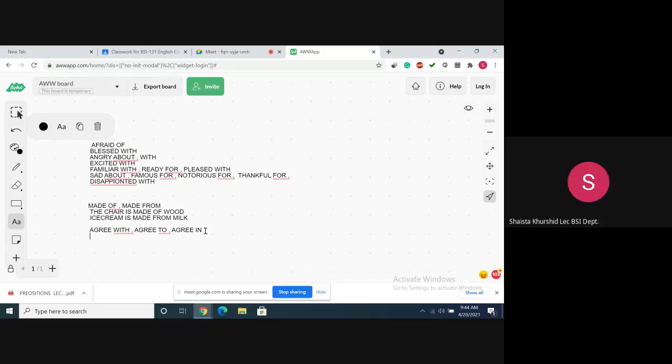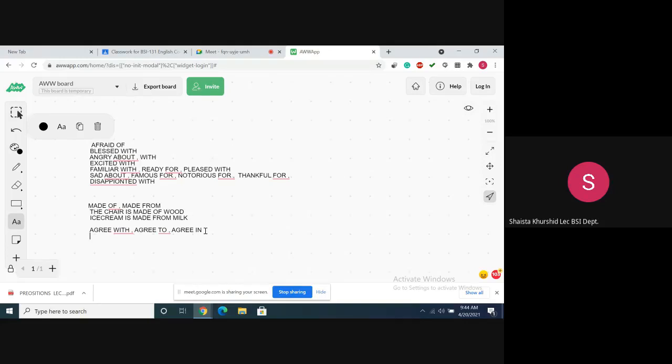मैम एग्री विद किसी पर्सन के साथ, एग्री टू कोई अपना कोई ओपिनियन देता है या फिर उसके ओपिनियन के साथ एग्री करना, और एग्री इन इसका मैं नहीं पता. Okay, okay.